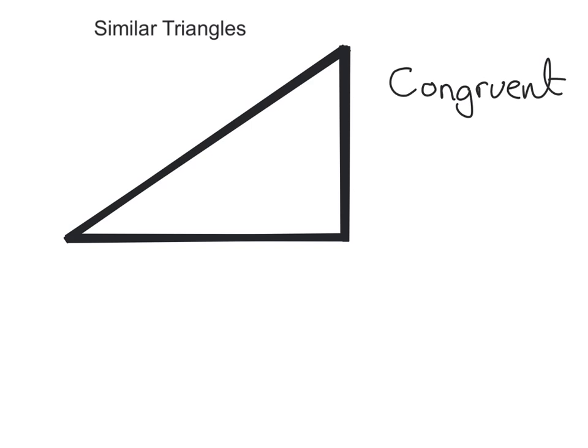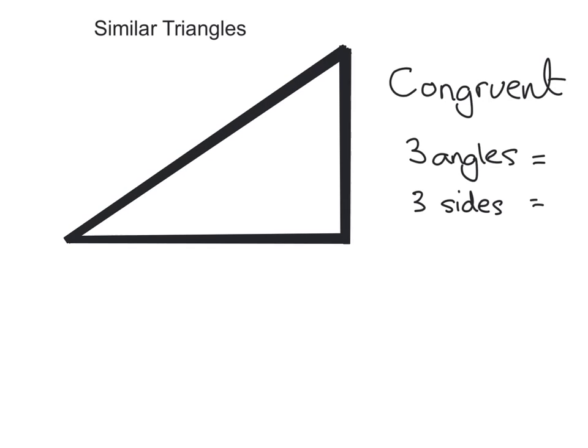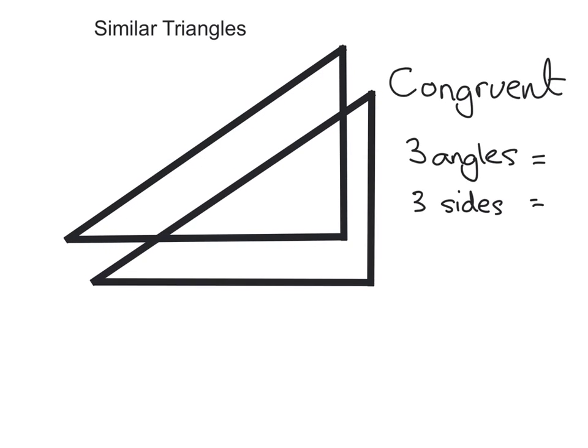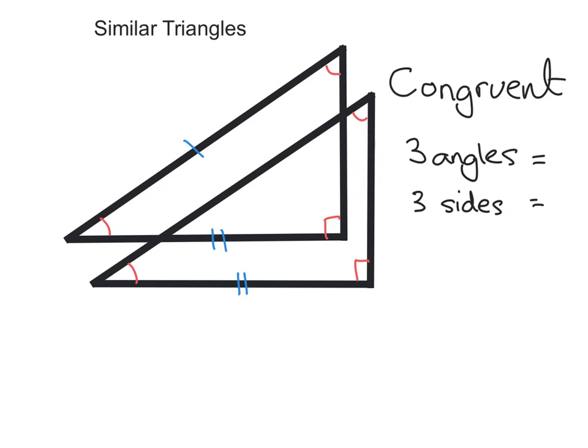And congruent triangles have three angles equal and three sides equal. That means that every angle matches up with another angle. So here, this angle would equal that angle, that one would equal that one, and this one, which is a right angle, would equal that one. Also, the three sides would match up. That would equal that, that would equal that, and this one would equal that one. And that is what we mean by congruent triangles.